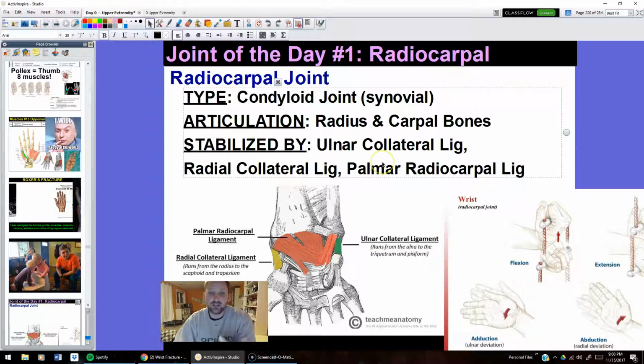And I bet you can kind of guess where these are. So my radial collateral ligament is going to be on this side, the radial side. The ulnar collateral is going to be on my pinky side, so ulnar collateral ligament. And the palmar radiocarpal ligaments are the ones in red here that traverse the gap between your radius and your carpal bones. So all this red is palmar radiocarpal. This green is ulnar. This yellow is radial.